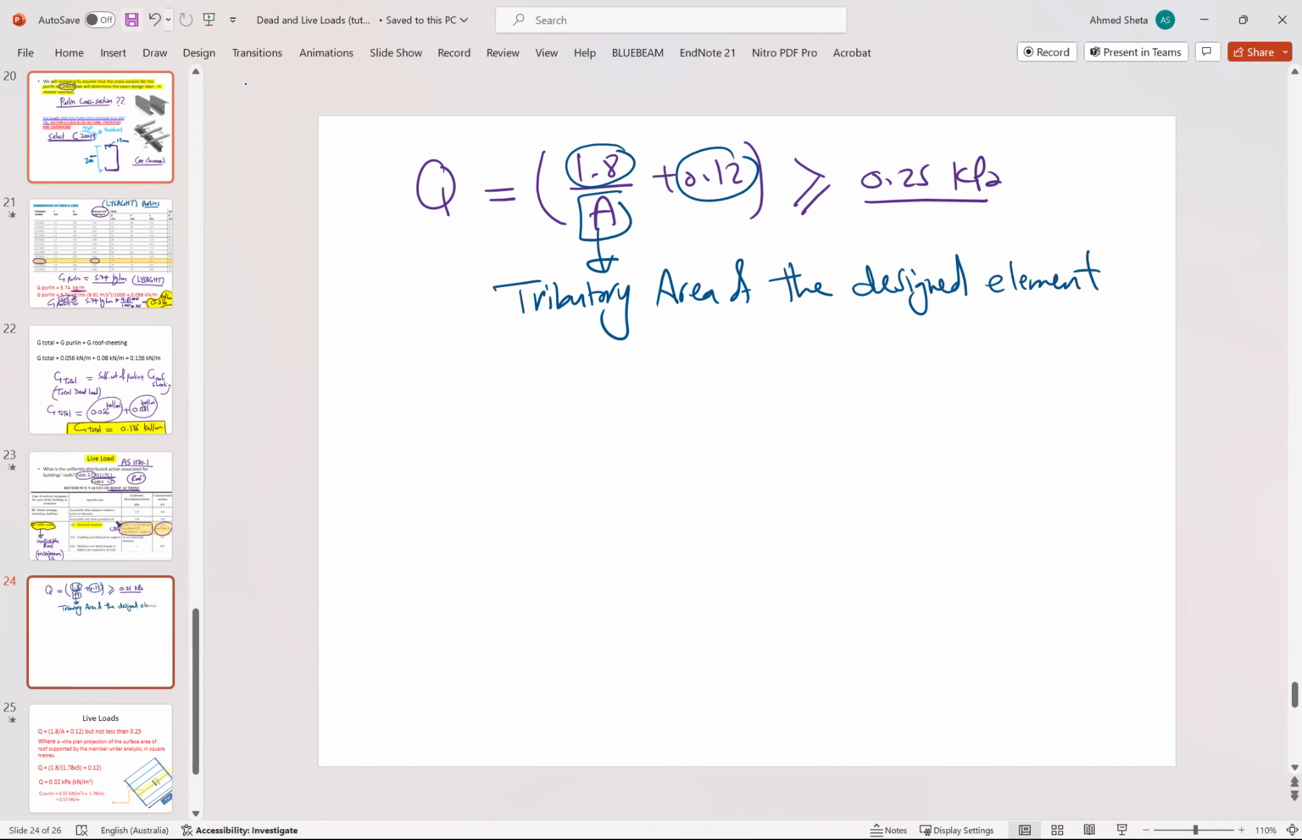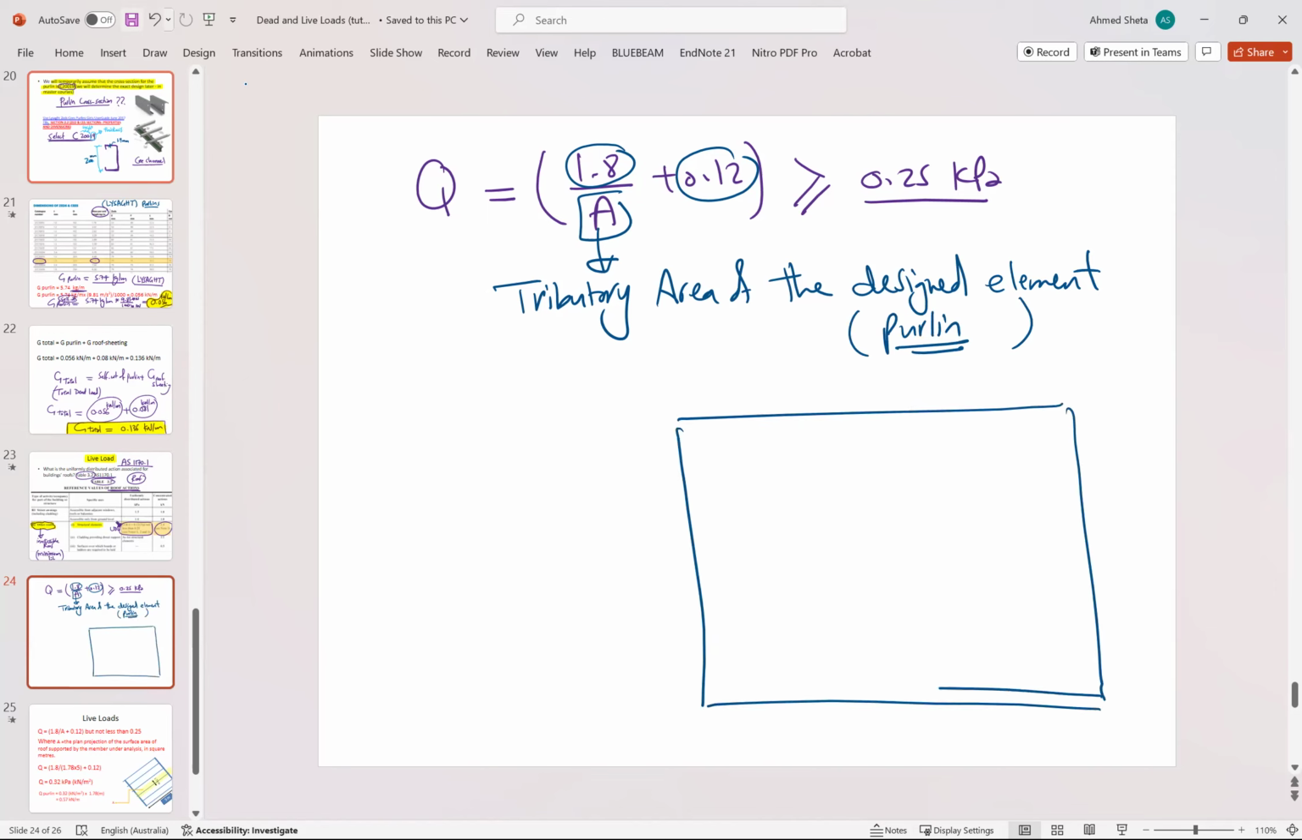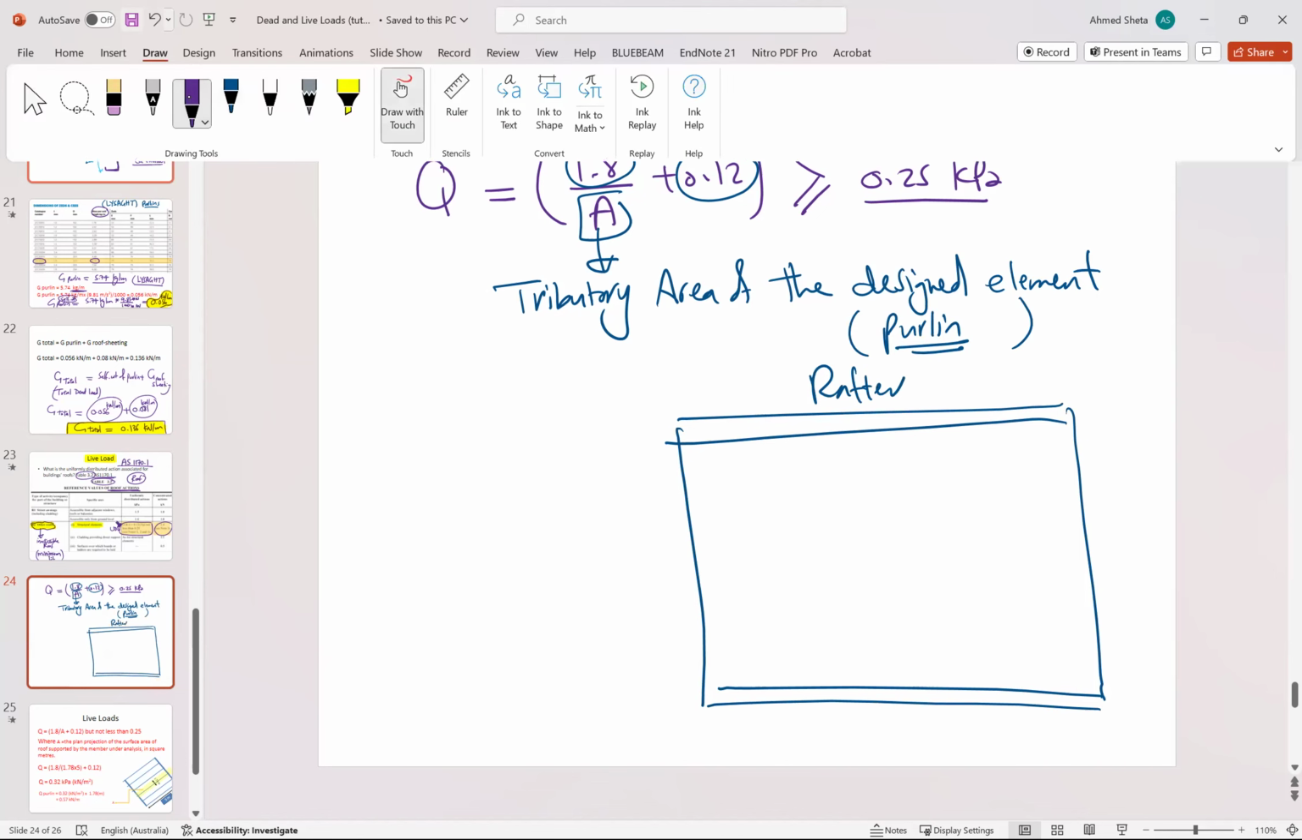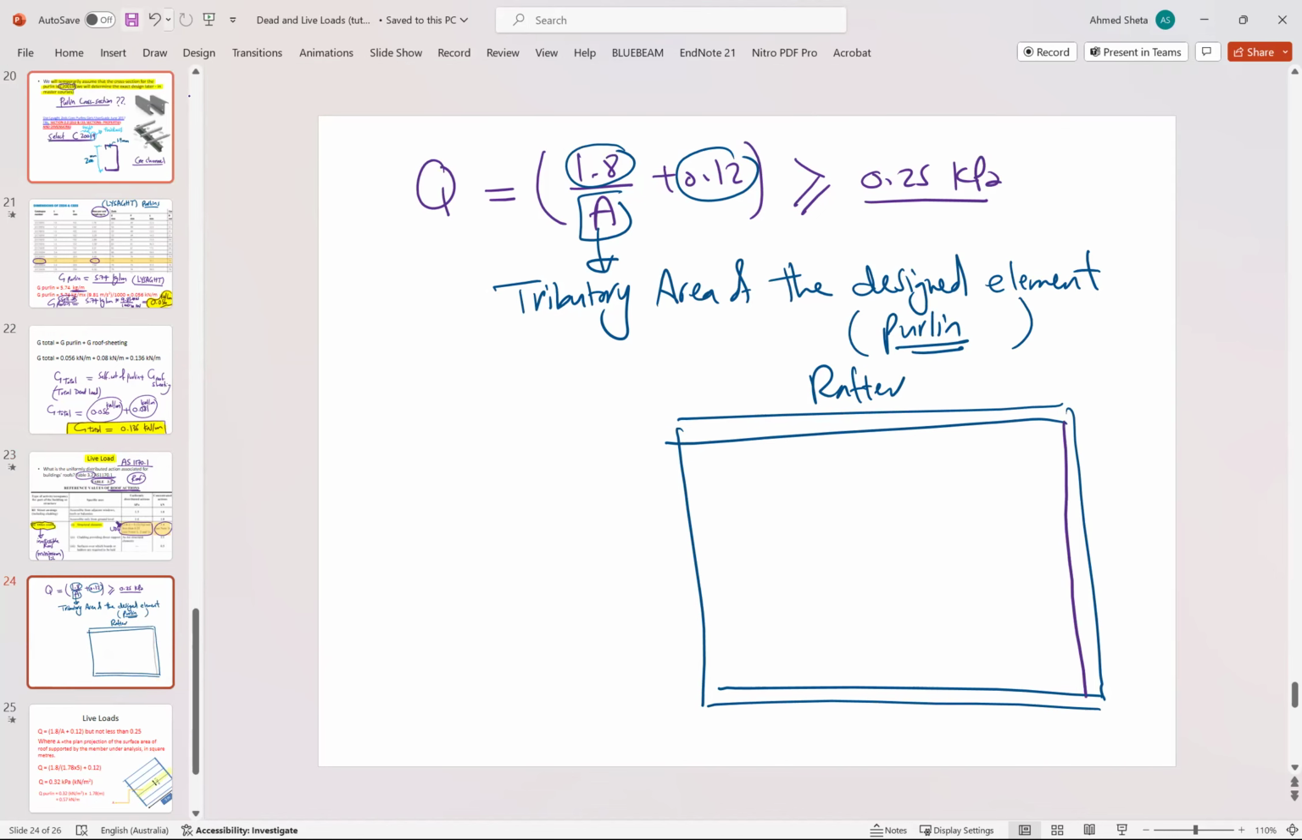What is the element we are designing now? Purlin. So if we look at the Purlin again, the drawing I just drew in the earlier slide. If these are our rafters, then these are our Purlins.